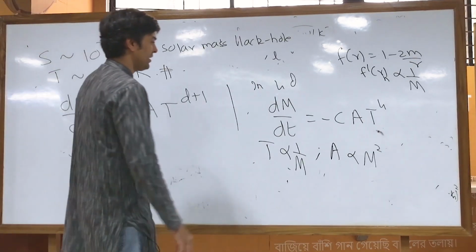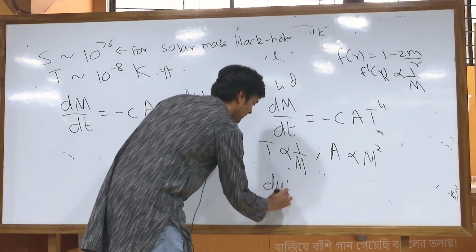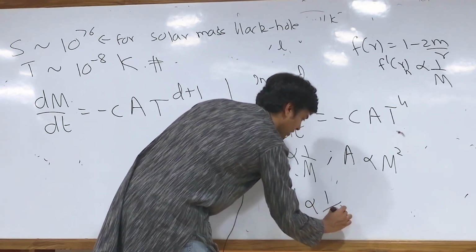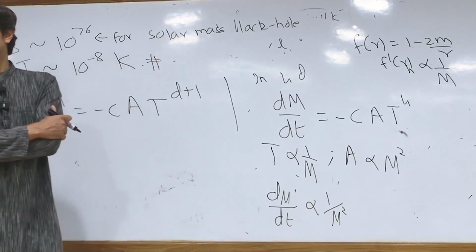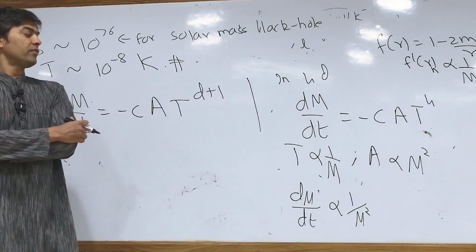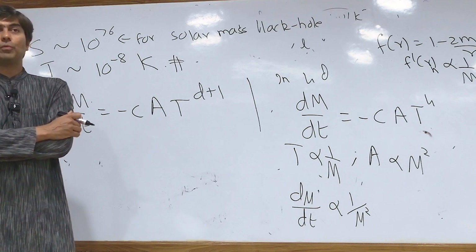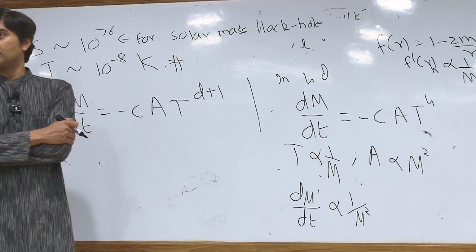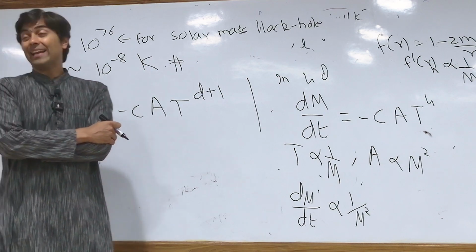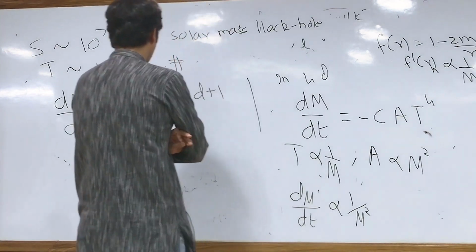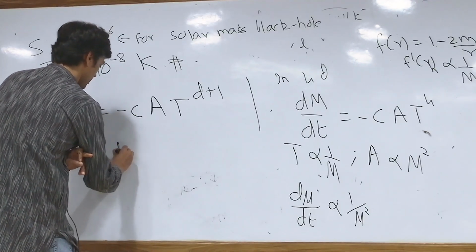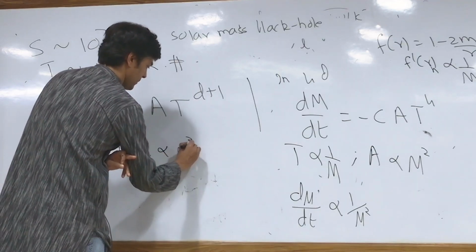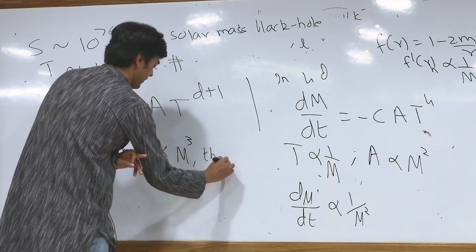That tells you that dm by dt is proportional to 1 over m squared. You see? So the black hole is losing mass at a rate that's proportional to 1 over m squared. But that tells you that in a time of order m cubed, the black hole evaporates completely.